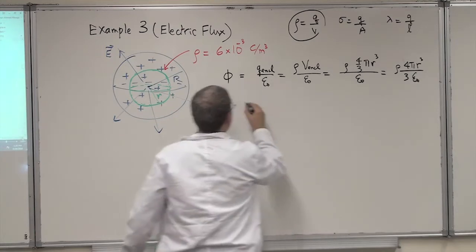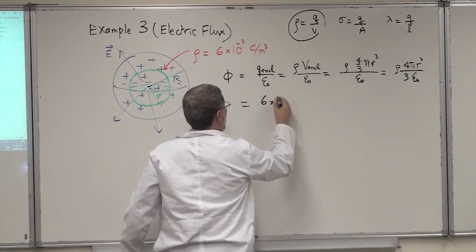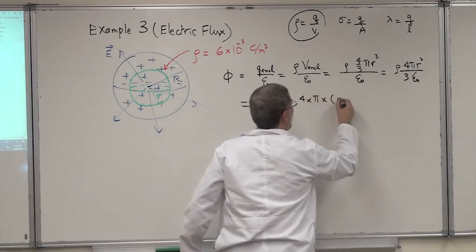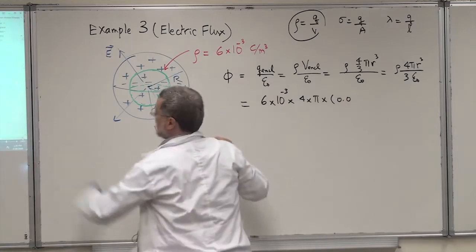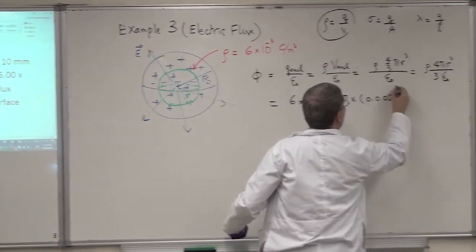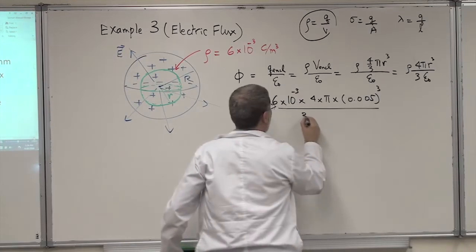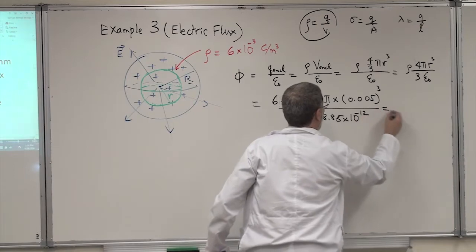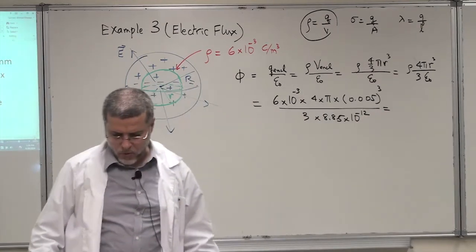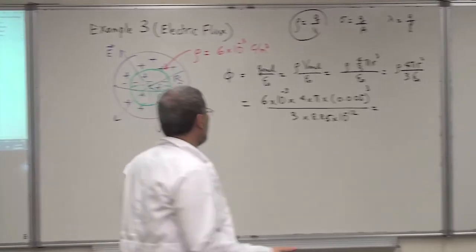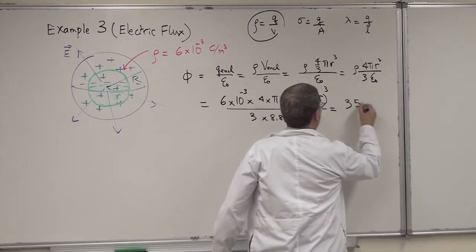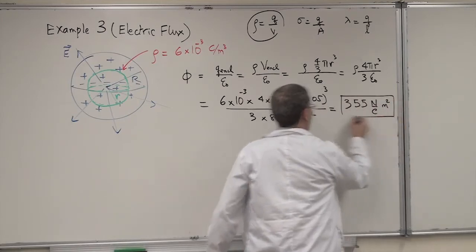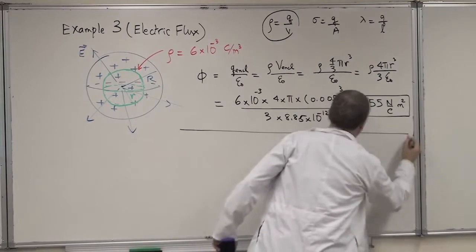So if you do the calculation correctly, rho is 6 times 10 to the power minus 3, which is given to you, times 4 times pi times 0.005 to the power 3, divided by 3 times 8.85 times 10 to the power minus 12. If you do the calculation correctly, you will find 355 newton per coulomb square meter. And this is the final answer. Okay, that's the answer for that question.